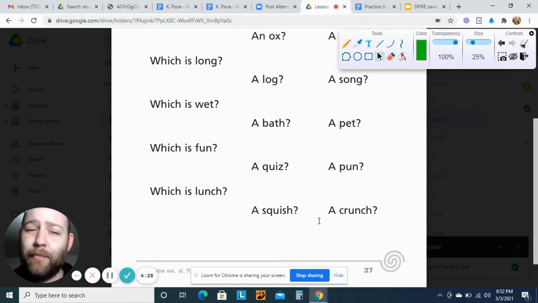Maybe a banana could be squishy. What else could be squishy, right? Or maybe a tomato, that could be kind of squishy, right? What about a crunch? What kind of foods are crunchy? A carrot, potato chips. So yeah, lunch could be squishy and it could be crunchy.